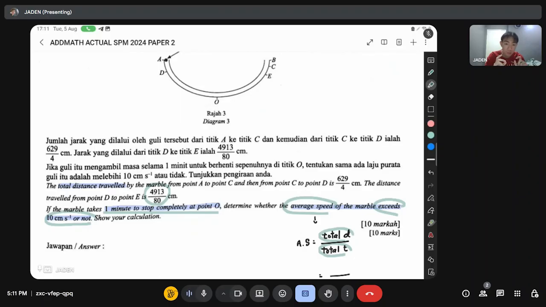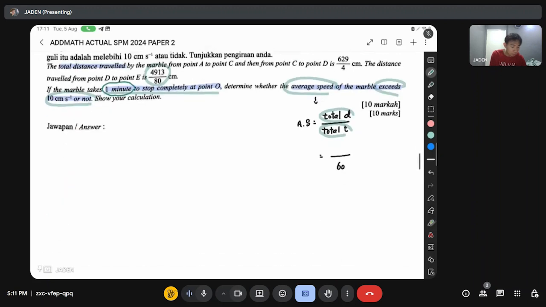Okay, so what we have now is actually the time already, because it says 1 minute to stop completely at point O. So we have the total time already, right? We just need to look for the total distance traveled. But how? Okay, so let's write down some of the information that we know first.